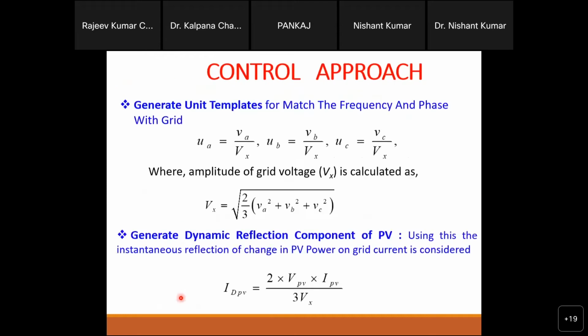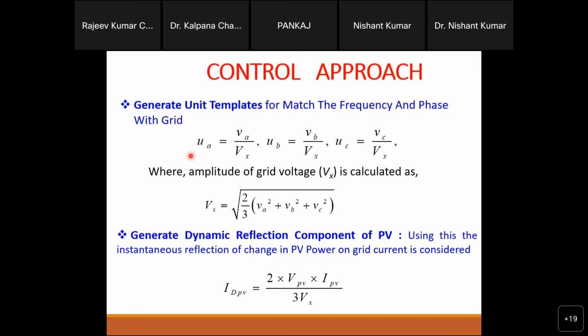In this control, as I told, we will not use a PLL. So which component will decide the frequency, and how will the frequency match? For that purpose, the unit template concept is used. If the grid has a certain frequency, all the grid components will also follow it. For example, if the grid has 50 hertz, then the grid voltage and grid current are also based on that 50 hertz. If the grid frequency is 50.005, it means the grid voltage is also based on that, 50.005.